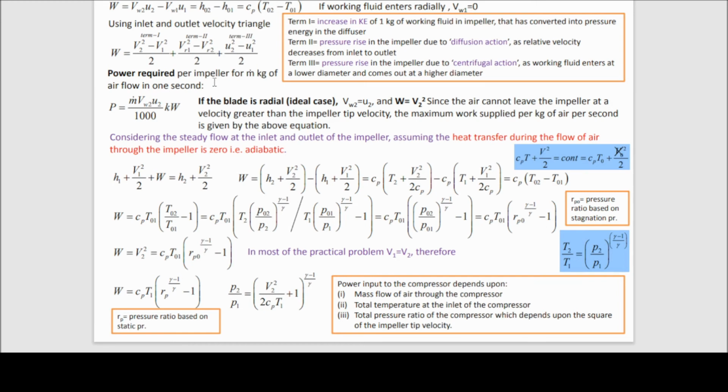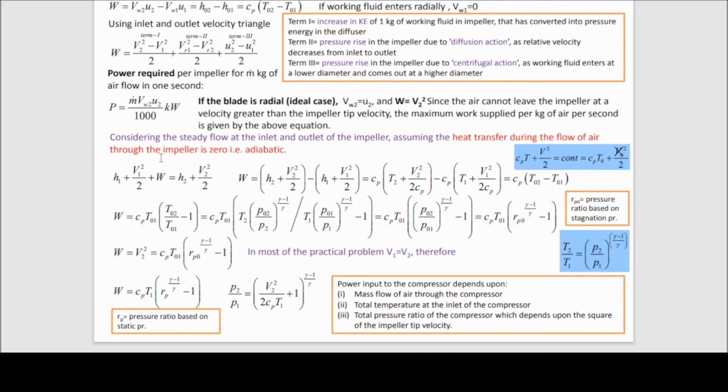Now the power required per impeller for m kilogram of airflow in 1 second, we just multiply by the mass flow rate, and we have already seen that Vw1 is equal to 0. So m dot Vw2 U2 by 1000, just to add the kilo here. If the blade is radial, in the ideal case Vw2 is equal to U2, and this W will become U2 square. Since the air cannot leave the impeller at a velocity greater than the impeller tip velocity, the maximum work supplied per kilogram of air per second is given by the above equation.